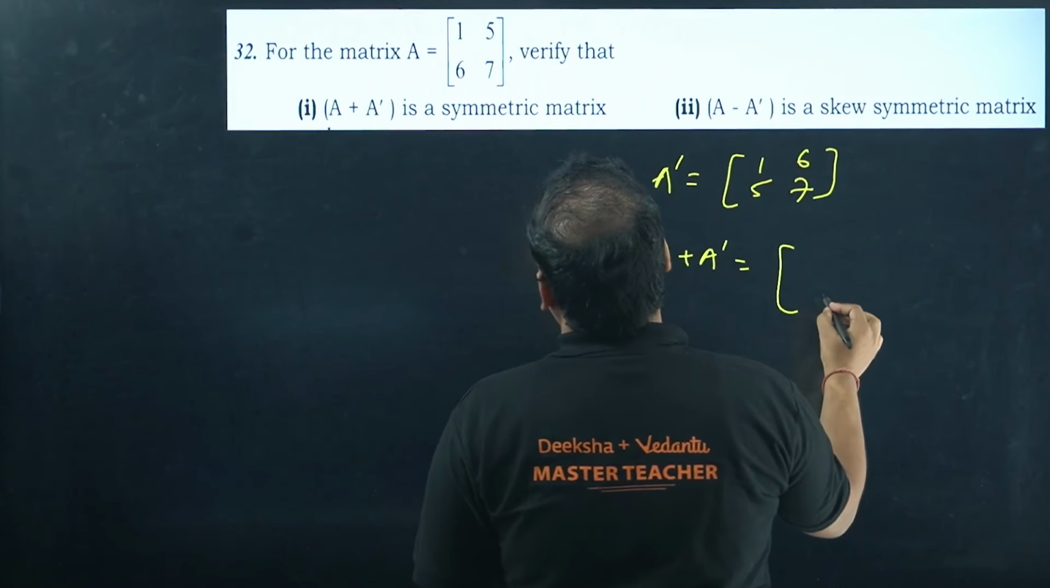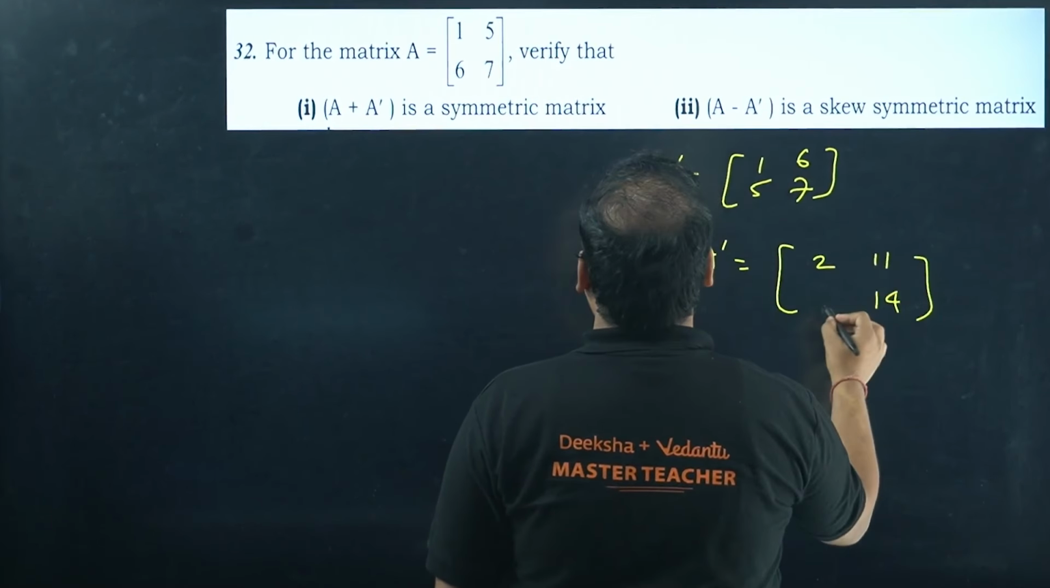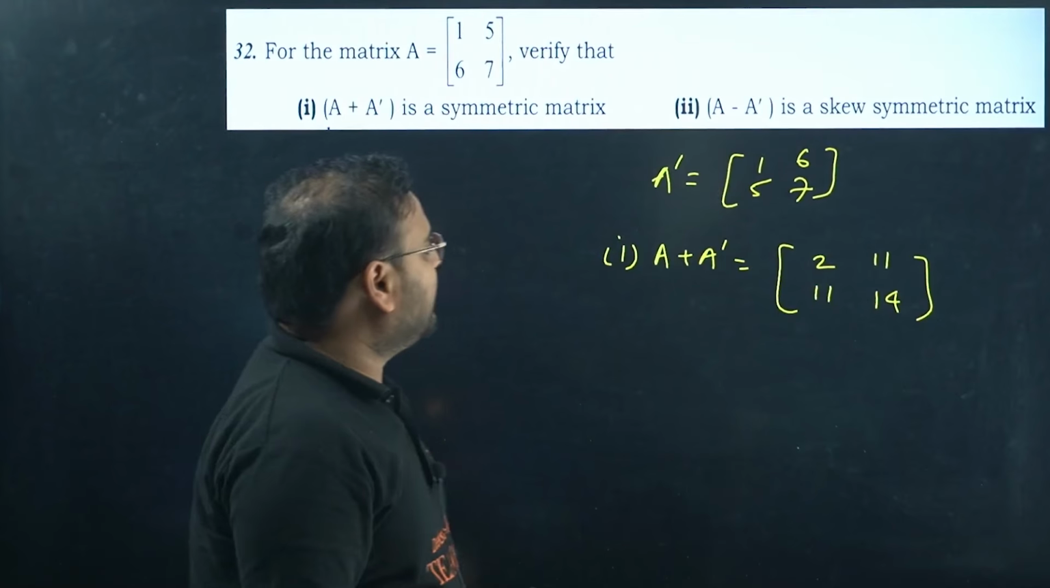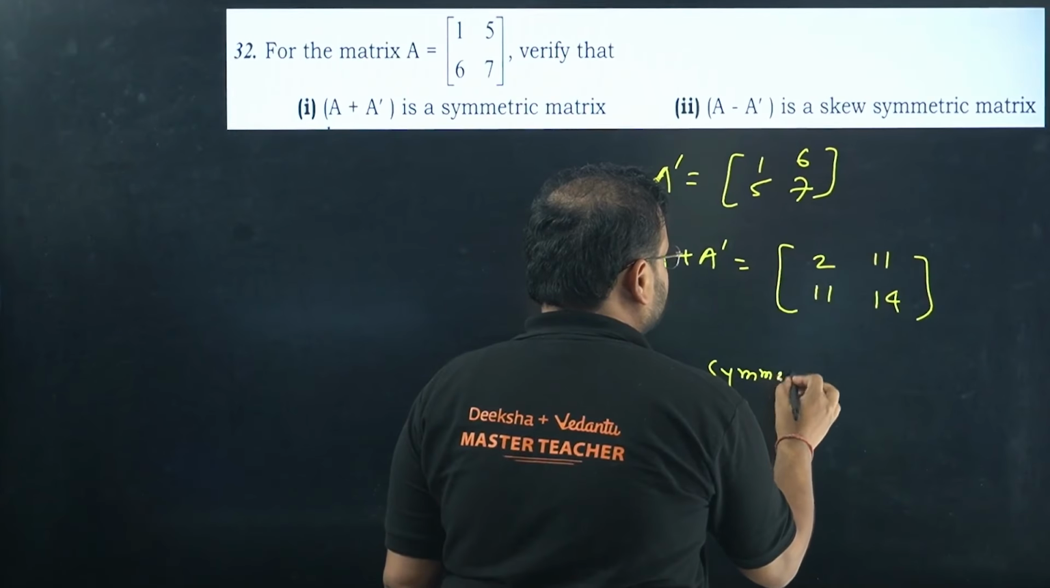Add these. 1 plus 1 will be 2. 10 plus 7 is 14. I'll get here 11 and I'll get here again 11. I'll get here 11 and 11. You can see this clearly as symmetric. This is a case of symmetric relation.